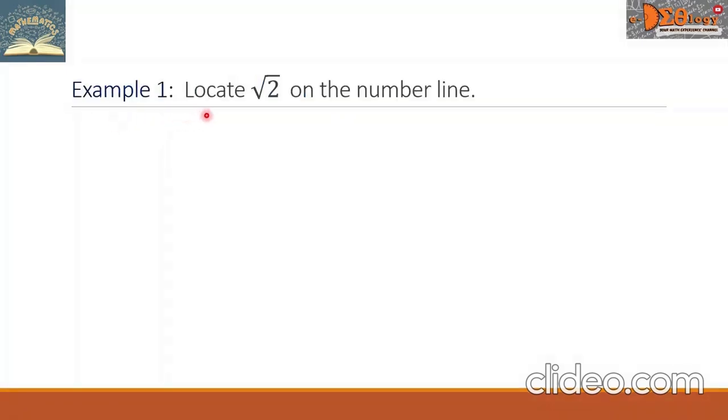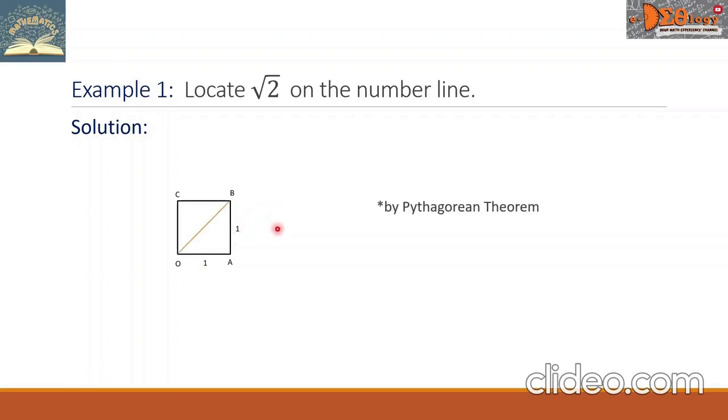Example 1. Locate square root of 2 on the number line. Let us have this square OABC with sides 1. Then let us draw the diagonal OB. By Pythagorean theorem, we can compute for OB. That will be 1 squared plus 1 squared equals the square of the length OB. When we simplify this, OB is equal to square root of 2.